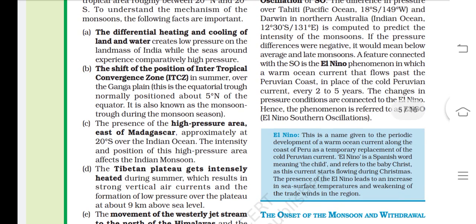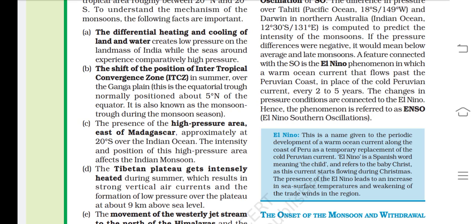The presence of the high pressure area east of Madagascar, approximately at 20° south over the Indian Ocean. Now, the presence of the high pressure area means if you go to the east of Madagascar, there is a high pressure area, and just because of that, what happens? The monsoon changes. The intensity and position of this high pressure area affects the Indian monsoon, that is, at which position this high pressure area is and its intensity.